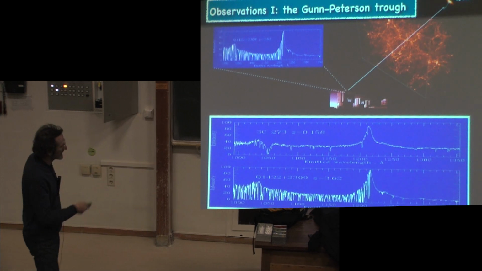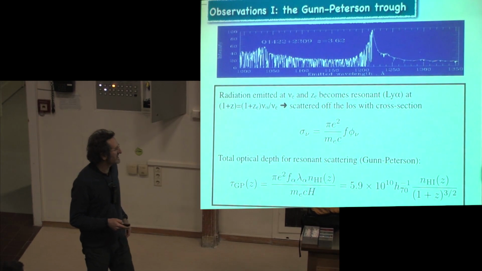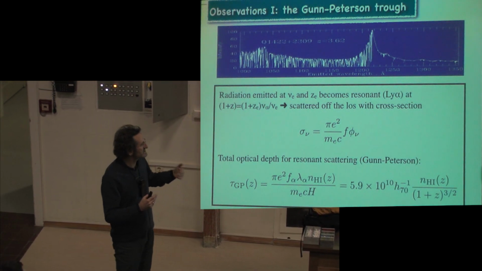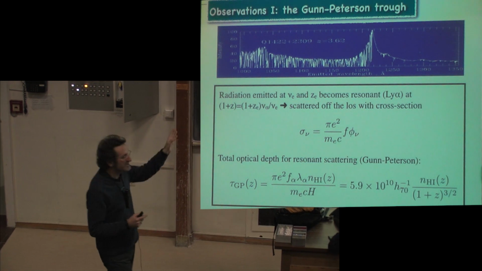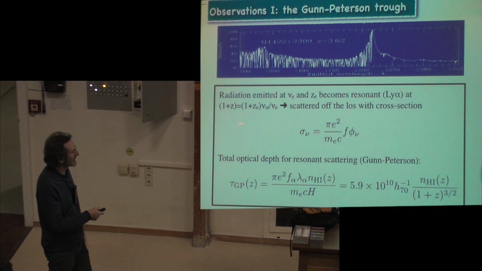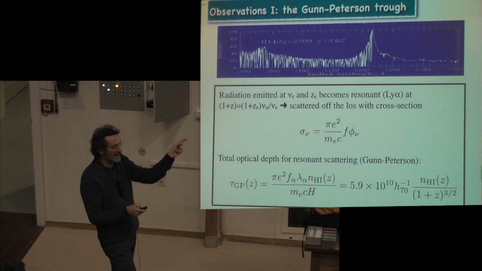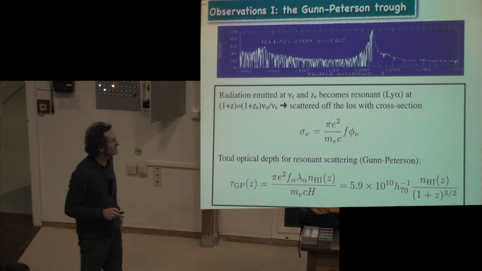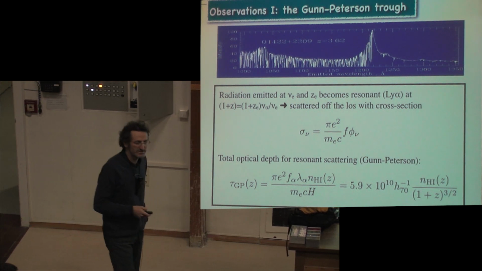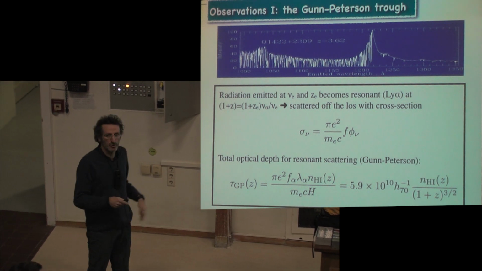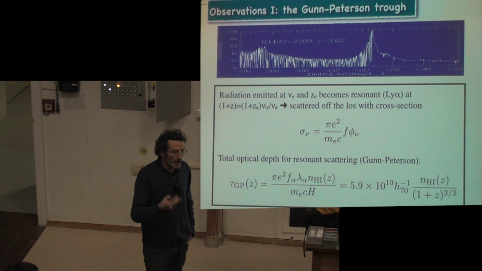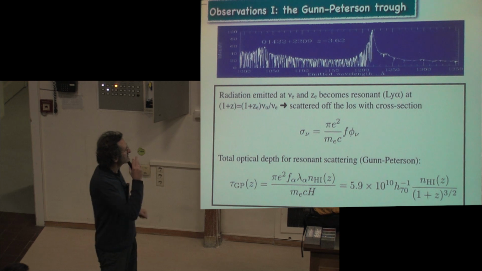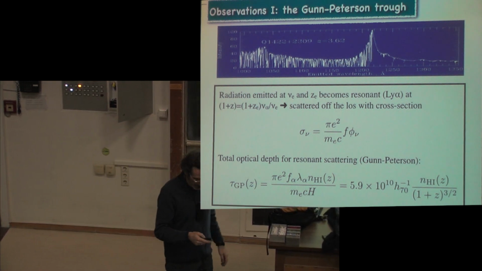this kind of analysis. Okay, the interpretation, as I say, is pretty simple. The radiation at a given frequency is redshifted, and so becomes resonant with Lyman-alpha at a given redshift that you can easily compute like this. Okay, and it's scattered off the line of sight. It's Lyman-alpha scattering, so the photons are scattered off the line of sight with the standard cross section, and you can work out the so-called Gunn-Peterson optical depth for resonant scattering. Okay, and this gives the plethora of absorption lines along the line of sight.